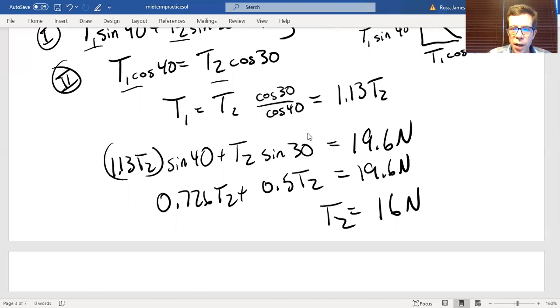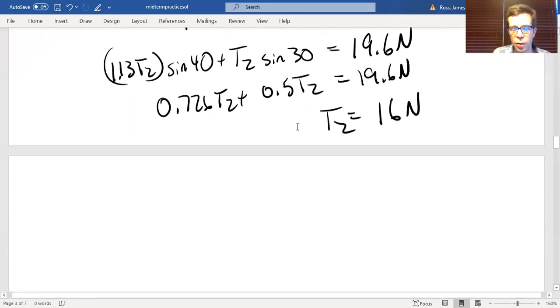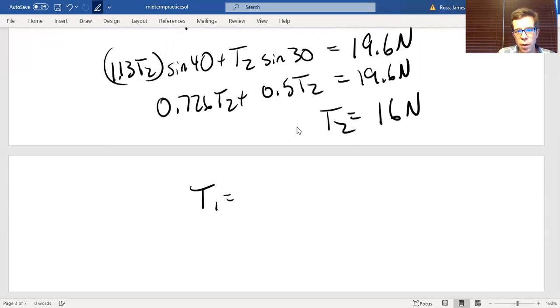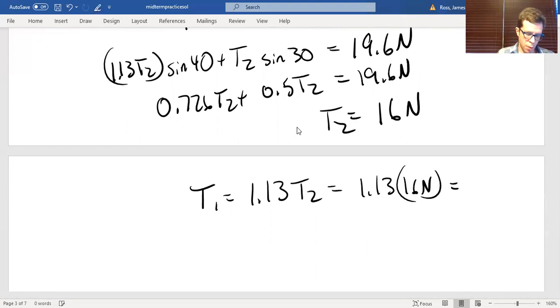All right, so we still need T1, and we said that T1 is 1.13 T2. So T1 equal to 1.13 T2 is equal to 1.13 times 16 newtons. So 16 times 1.13 gives us 18.1 newtons.